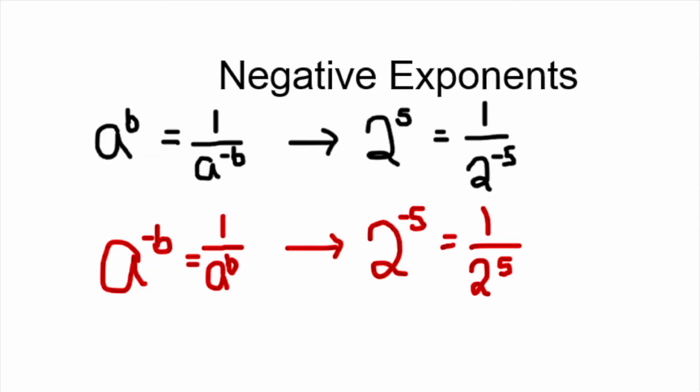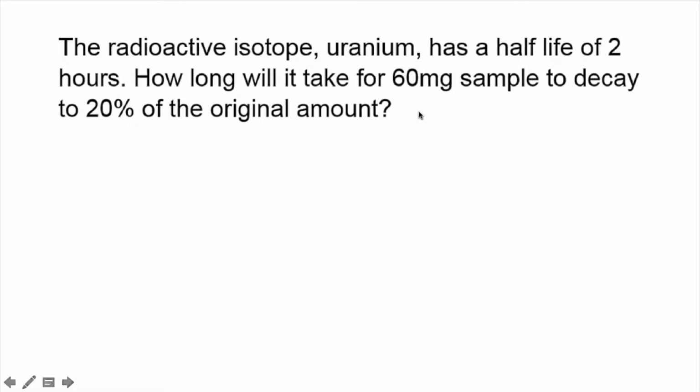So the word problem is: the radioactive isotope uranium has a half-life of 2 hours. How long will it take for a 60 milligram sample to decay to 20% of the original amount? Just to note, the half-life is the time it takes for a substance to decrease to half of its original amount. To solve this word problem, we must first make an equation.